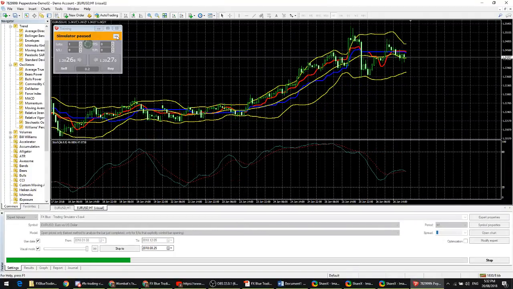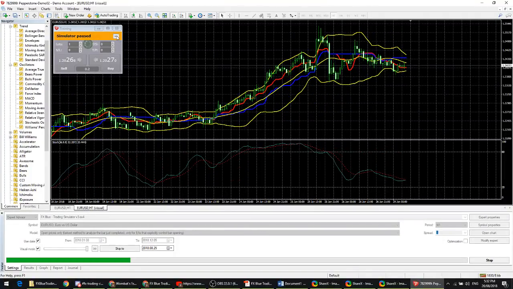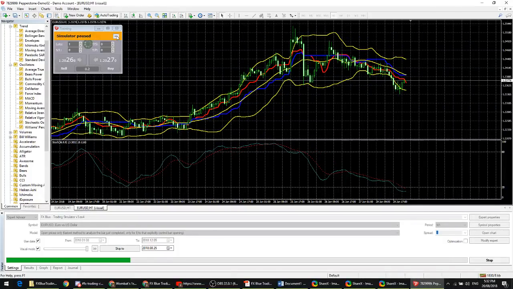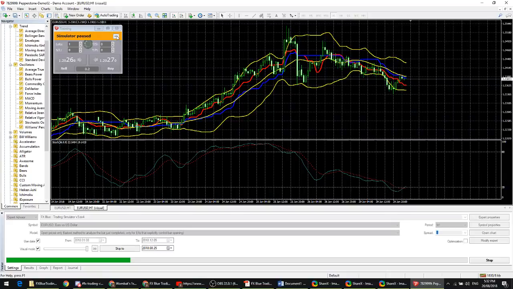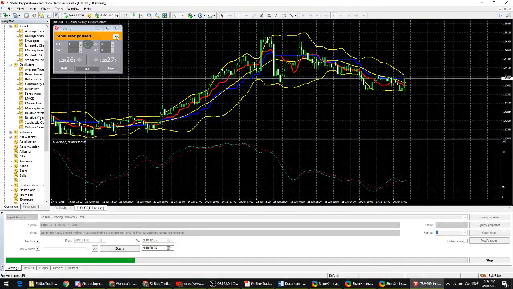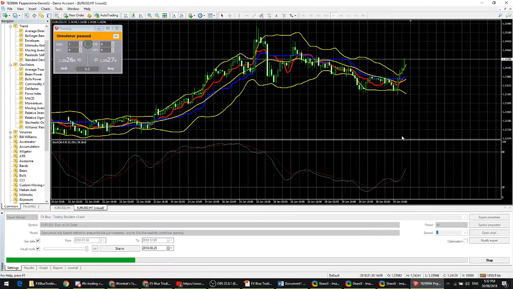Nope, didn't break. It's too far along now. We've got to wait for a reset. Okay, now we're looking for a long because the stochastic has gone below 20. Okay, we got one.